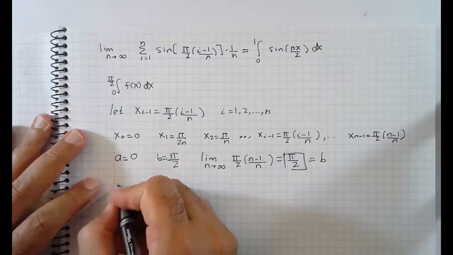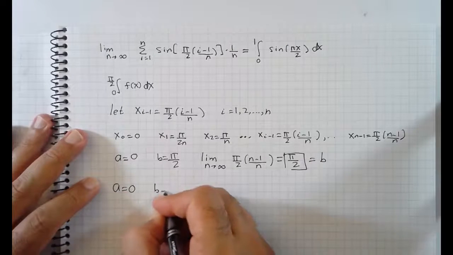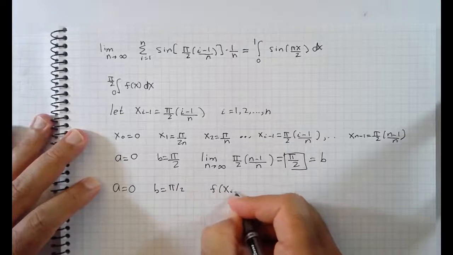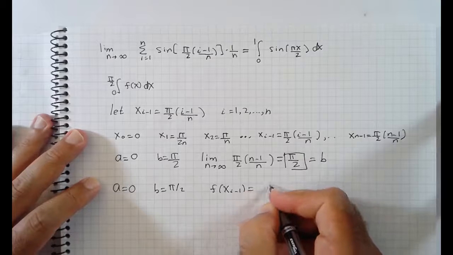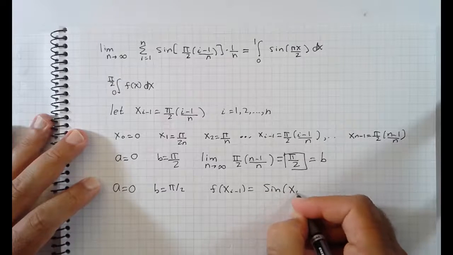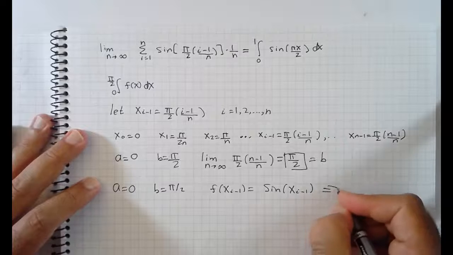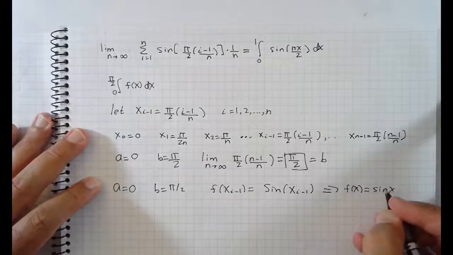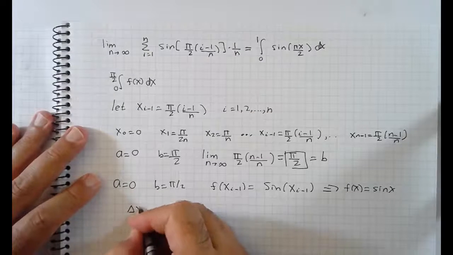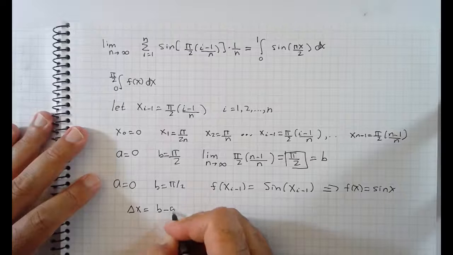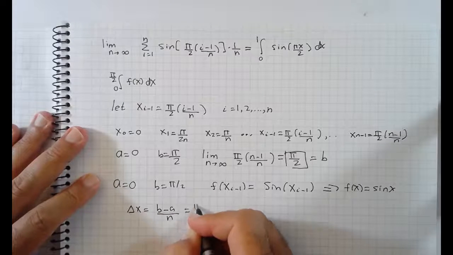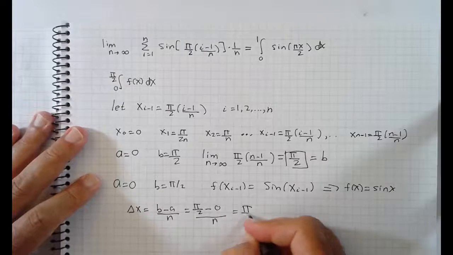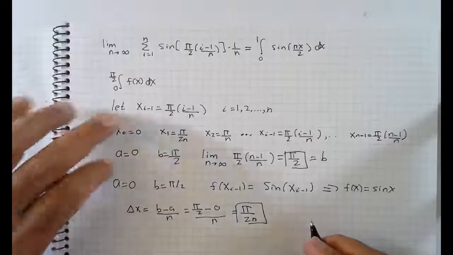Okay, so a is 0, b is pi over 2, and f of x sub i minus 1 is going to be sine of x sub i minus 1. That means that f of x is sine x. Now we have delta x is equal to (b minus a) over n, which is (pi over 2 minus 0) over n. That's pi over 2n. But we don't have this showing up in the Riemann sum, so we have to do some algebraic manipulations.